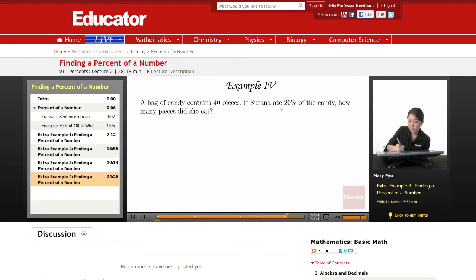Okay, look at this. 20% of the candy. Okay, so what's the candy? How many pieces does the bag of candy contain? 40 pieces. So it's like saying she ate 20% of the 40 pieces, right? 20%, again, if I want to solve with this number, I have to change it to a decimal. So 20%, the decimal, I'm going to start here. Go 1, 2, is 0.20.